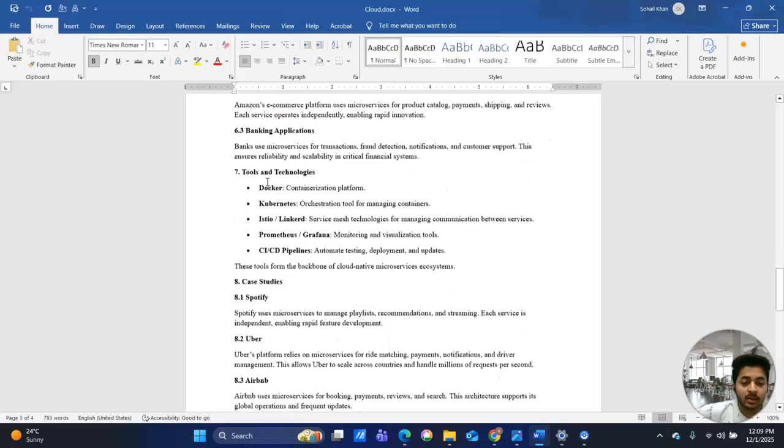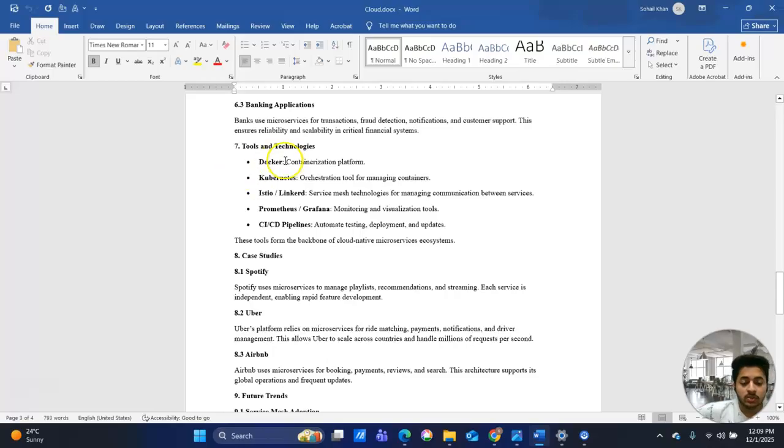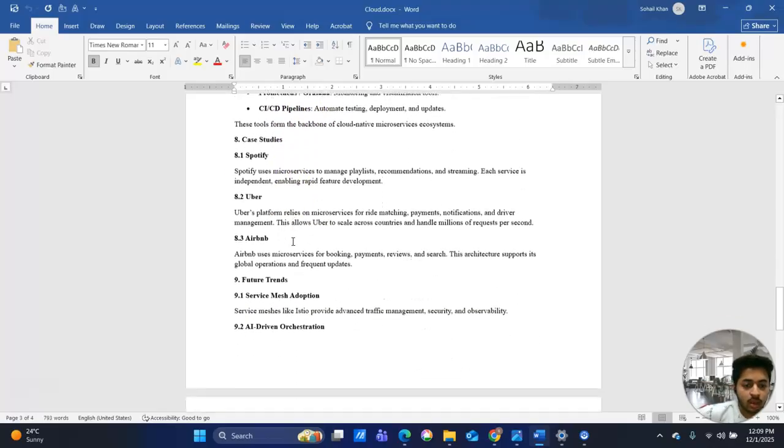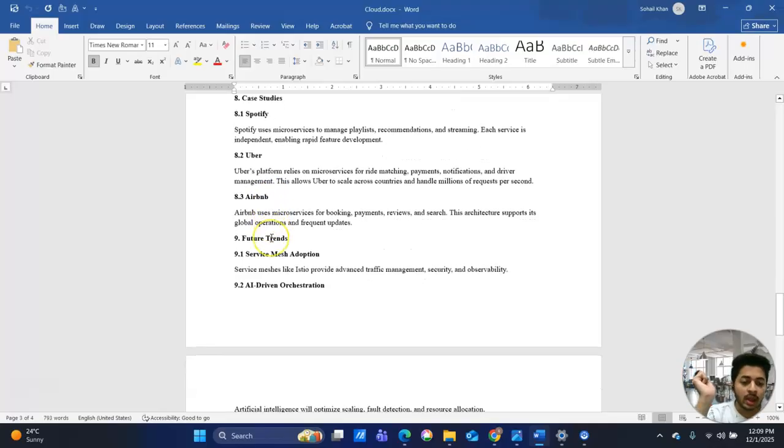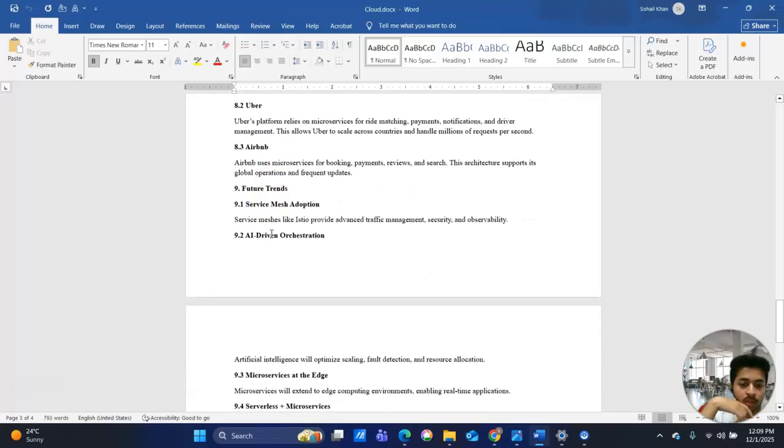Amazon and banking applications are also examples. Tools and techniques which are used in it: Docker, Kubernetes, Istio, Linkerd, and CI/CD pipelines. All are the tools and techniques used. Case studies which we can study on it: first is Spotify, Uber, Airbnb, and so on.